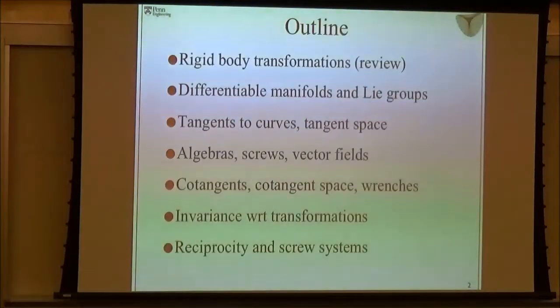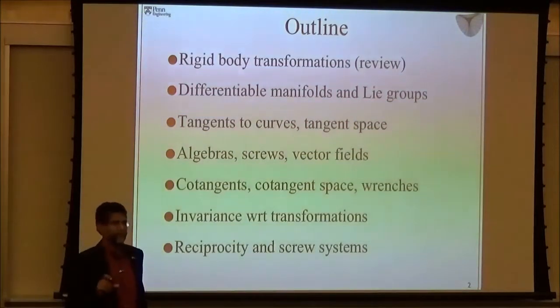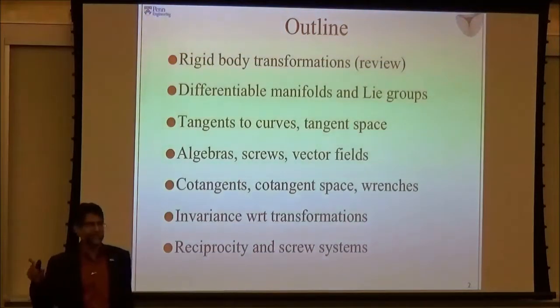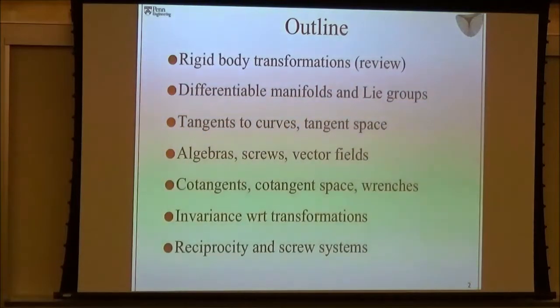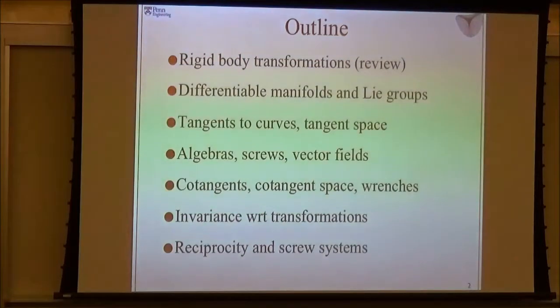Let me first start by giving you a quick outline. You've heard rigid body transformations up to here, so I'll just quickly review it and let you know where I'm coming from. You've also heard about Lie groups. I want to talk about differential manifolds and why Lie groups are important in the context of differential geometry. I'll visit some basic concepts in differential geometry: tangents to curves on a manifold, and tangent spaces, and how that relates to the Lie algebra, screws, and most importantly, vector fields.